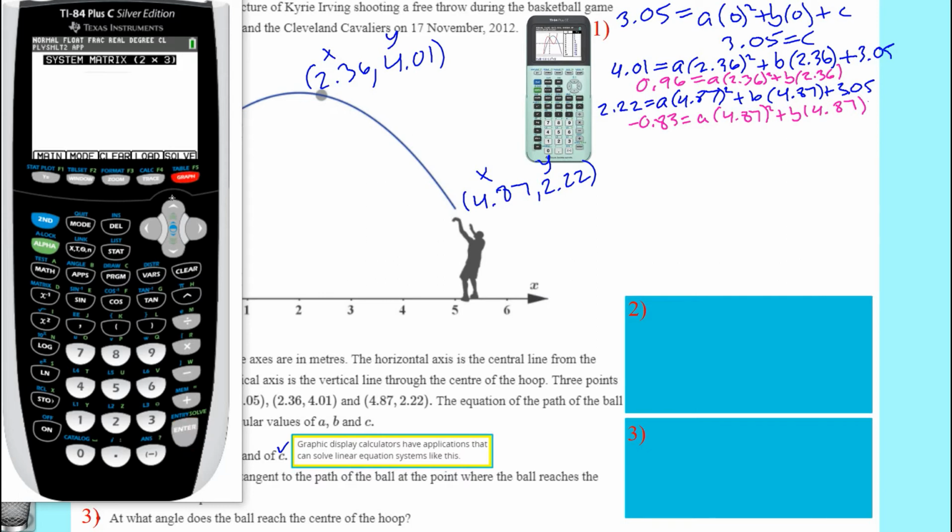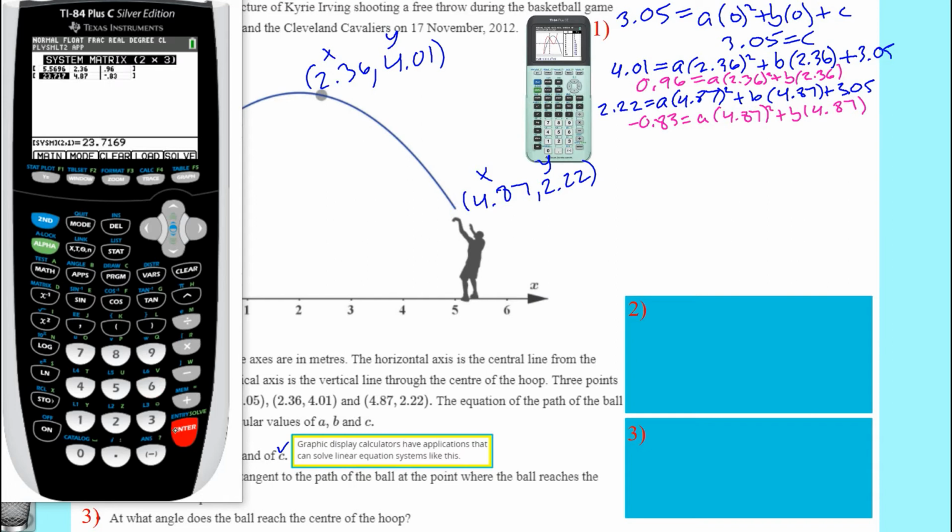Go to the next one. Then I'm going to put them in like a matrix. In this one, it wants me to start with my variables. So I'm going to do A, B, then what it equals. Just the coefficients. So this one is 2.36 squared. The next one is going to be 2.36. And then it's going to equal 0.96.